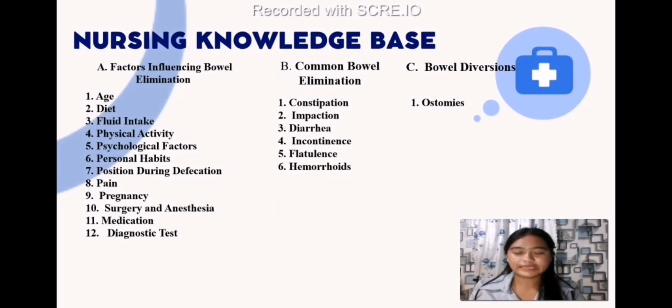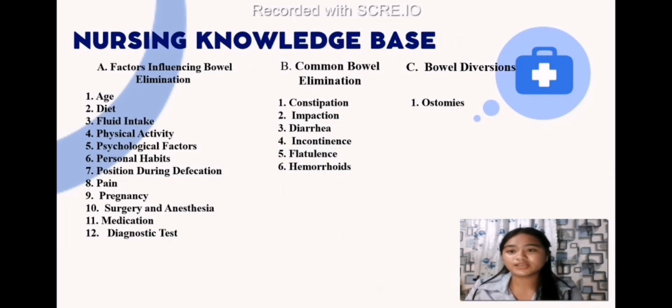Nursing knowledge base. Under nursing knowledge base, there are subtopics: the factors influencing bowel elimination, common bowel elimination problems, and bowel diversion. Under the factors influencing bowel elimination are age, diet, fluid intake, physical activities, psychological factors, personal habit, position during defecation, pain, pregnancy, surgery, anesthesia, medication, and the diagnostic test. Under the common bowel elimination problems are constipation, impaction, diarrhea, incontinence, flatulence, and hemorrhoids. And under bowel diversion are the ostomies and other procedures.